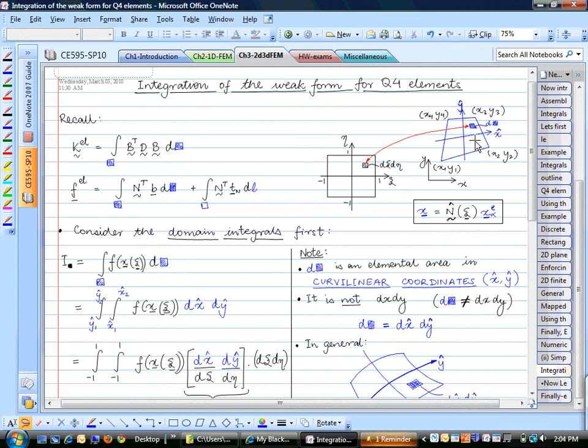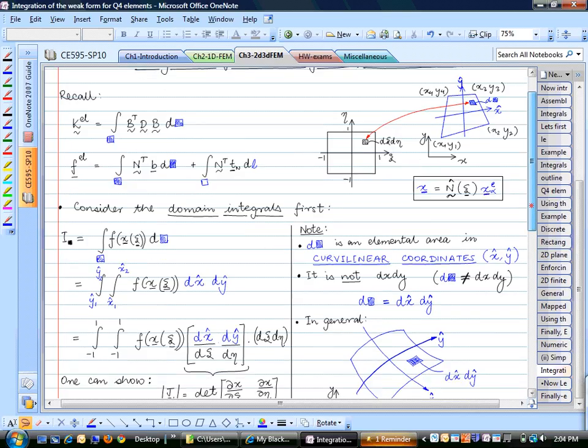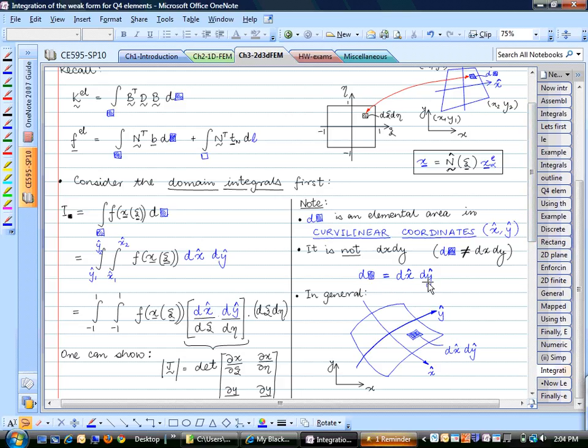In this case, we are saying that we'll make this small curvilinear coordinates x hat and y hat, and now we can express this element of area as dx hat times dy hat. But keep in mind that this dx hat and dy hat is related to your dx and dy. And that relationship is again something that you might have learned long back in vector calculus.